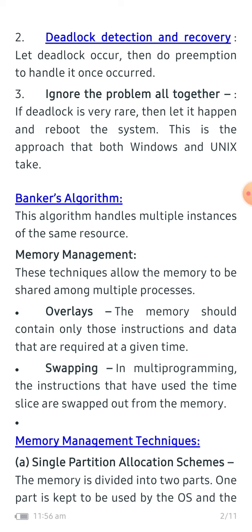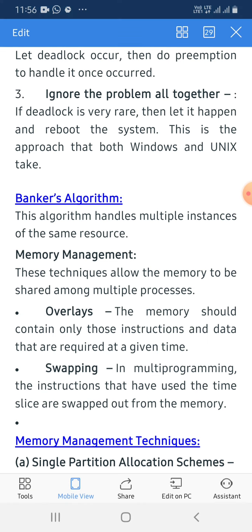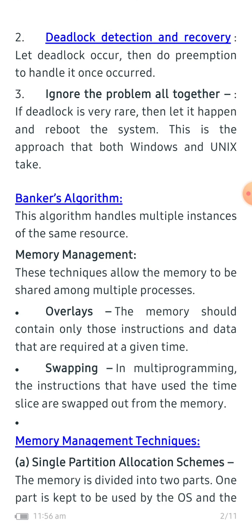Next is memory management. This technique allows the memory to be shared among multiple processes. First is overlays and second is swapping. The memory should contain only those instructions and data that are required at a given time. In swapping, with multiprogramming, the instructions that have been used in the time slice are swapped out from the main memory. This is called swapping.